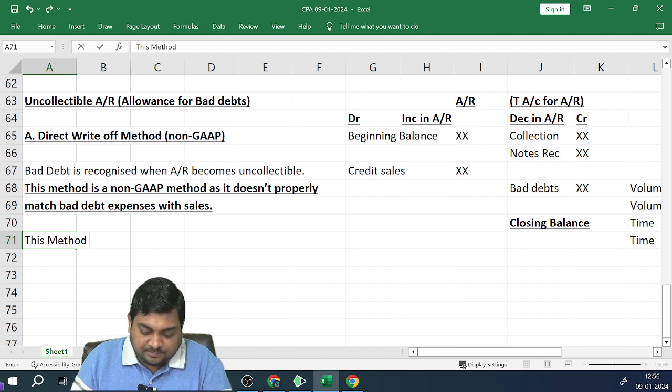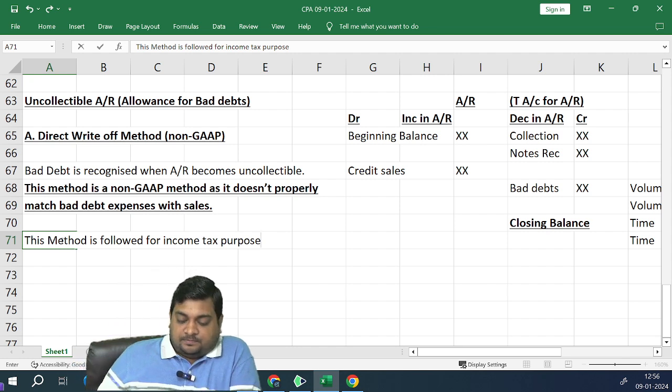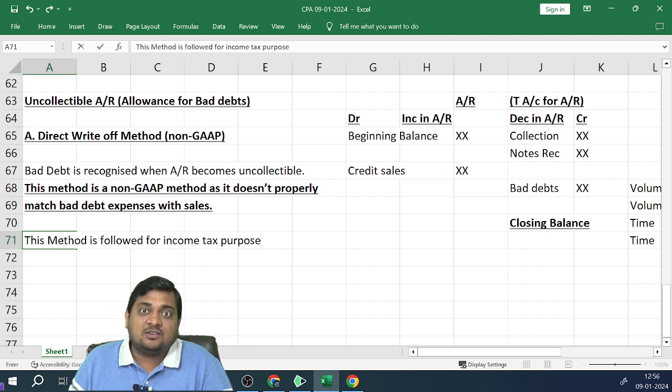This method is followed for income tax purpose, right? Income tax only considers those expenses which have actually been incurred, or the losses which the organization has actually suffered. No provision is considered as an expense for income tax or federal tax purpose, right? So this method is followed for income tax purpose.